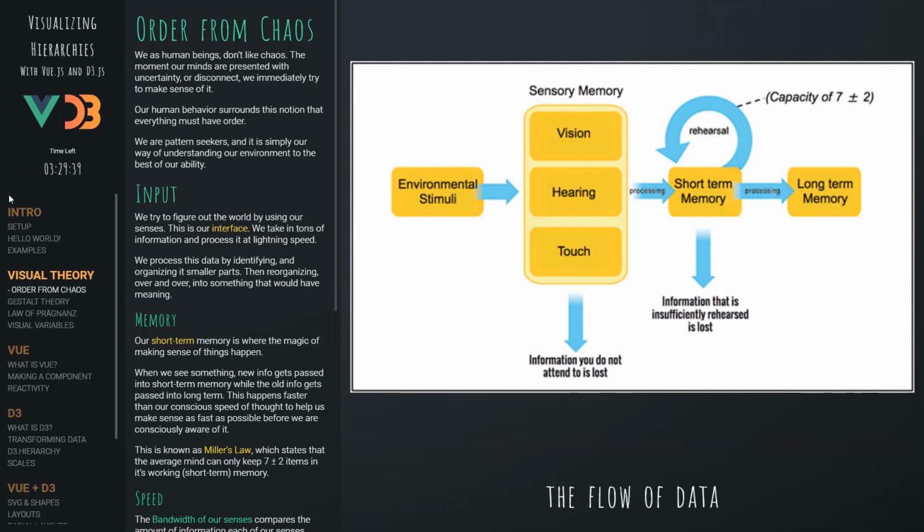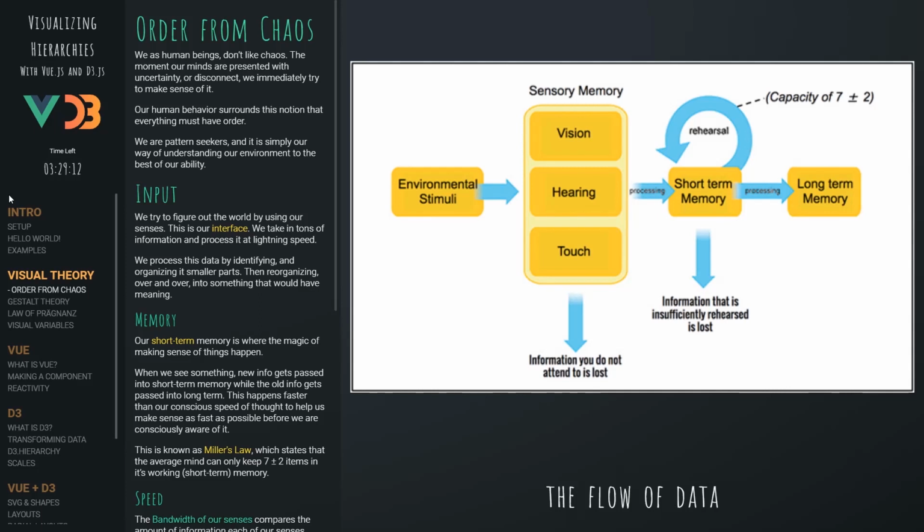Okay, so for our memory, we have our short-term memory. This is where we make sense of things. When we see something, new information gets passed into our short-term memory, while old info gets passed into long-term. And this happens faster than our conscious speed of thought to help us make sense as fast as possible before we are consciously aware of it.